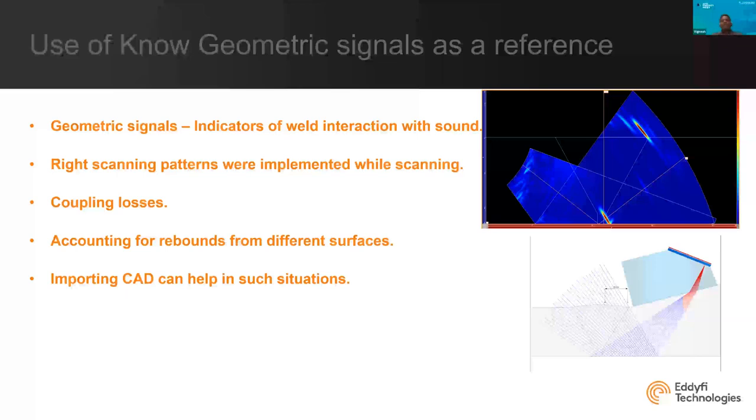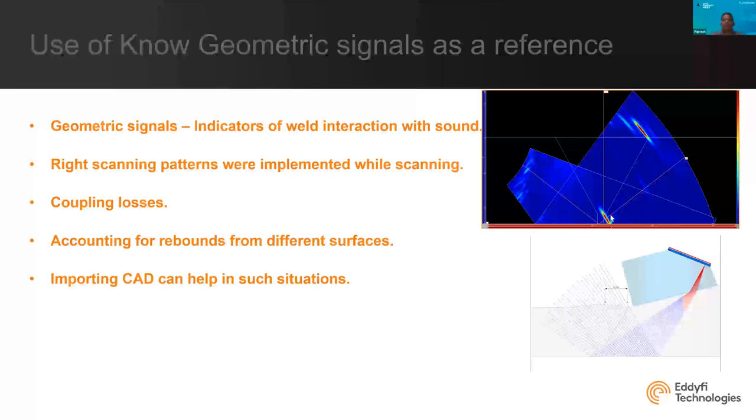Now, once we know this, what we typically do is prepare something called a scan plan. And when we build this scan plan, we look for nominal geometries which are supposed to come from the weld.